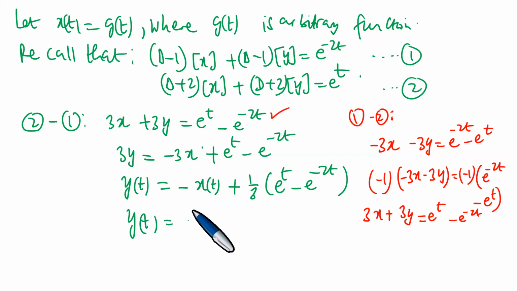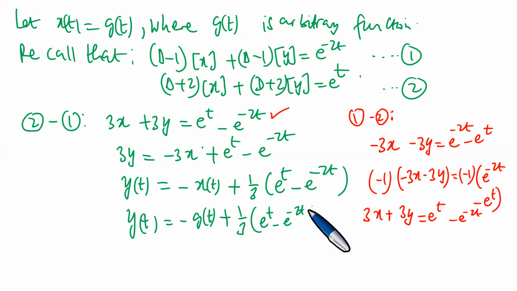Now with that said, we remember that x of t is g of t, so this one becomes g of t plus 1/3 (e to the t minus e to the minus 2t), like this. And therefore, this becomes the solution to the problem. Next question.